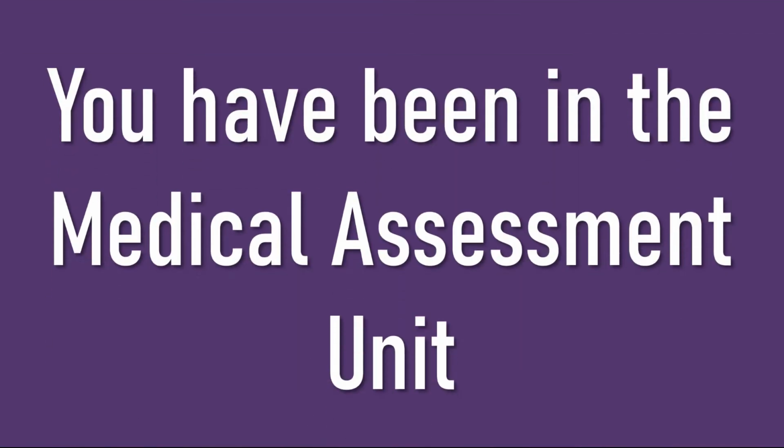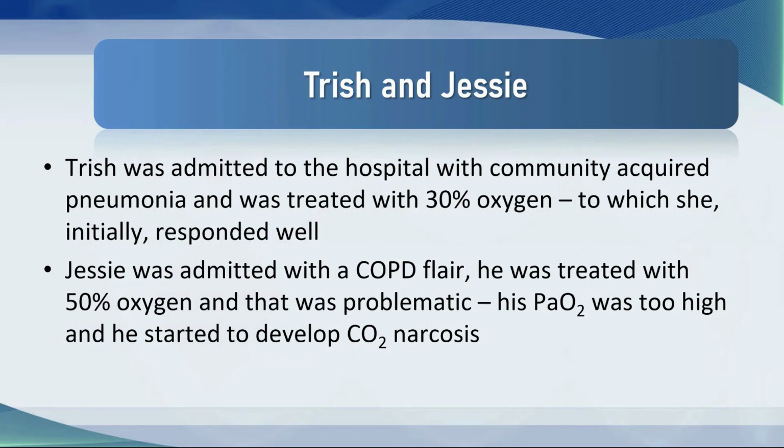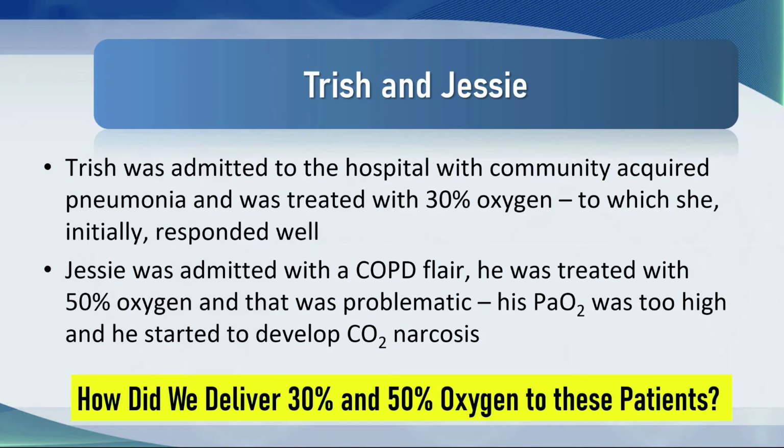Now, you've already been in the medical assessment unit and you have seen Trish and Jesse. Remember, Trish was admitted to hospital with community-acquired pneumonia and was treated with 30% oxygen, to which he initially responded well. Jesse was admitted with a COPD flare. He was treated with 50% oxygen, and that was problematic. His PaO2 was too high and he started to develop CO2 narcosis. Part of what I'm going to talk about in this tutorial is how we actually go about delivering 30% and 50% oxygen to these patients.